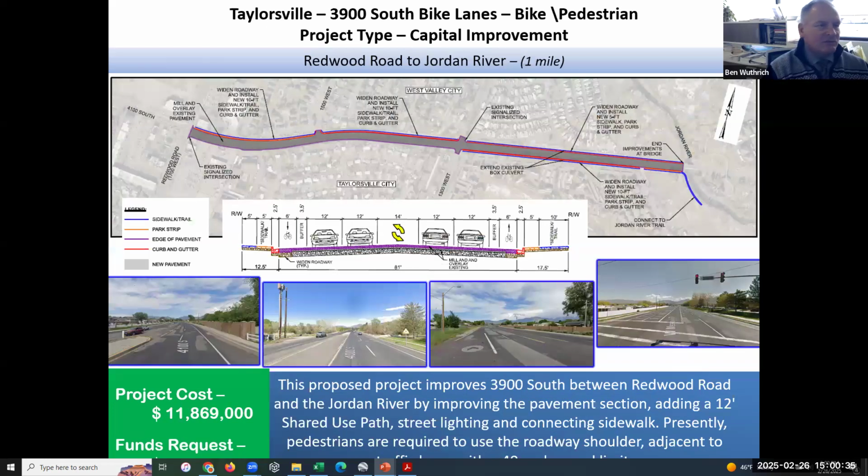The next project is a request from Taylorsville City on 3900 South. This is for bike ped facilities in conjunction with the reconstruction of the facility between Redwood Road and the Jordan River, about 1 mile in length. Estimated project cost 11.8 plus million. Funds being requested 5.7 plus million.